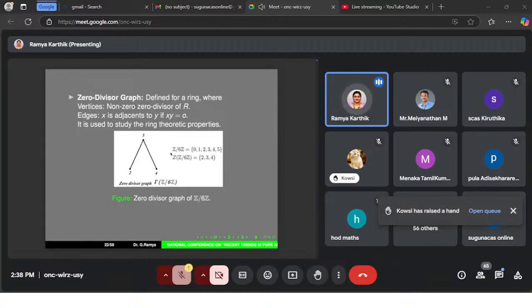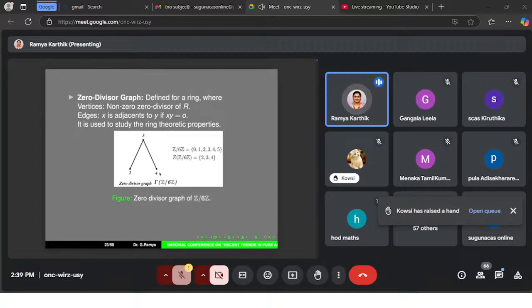See, consider the integers modulo 6. The set of all elements in R is 0 to 5. What are the vertices in a zero divisor graph? It is the set of all non-zero zero divisors. So I have to put 2, 3 and 4.